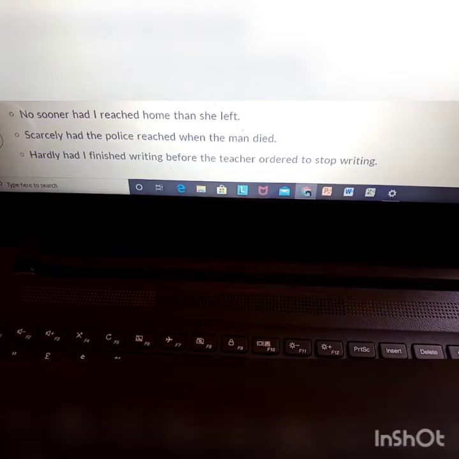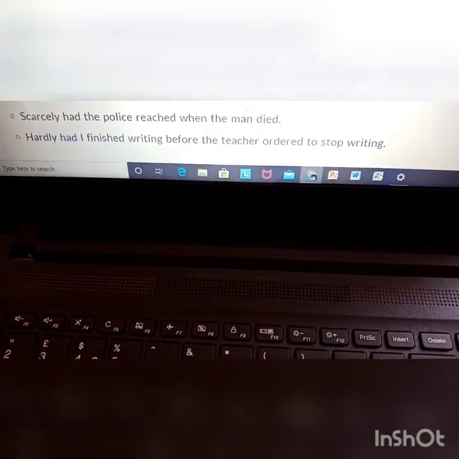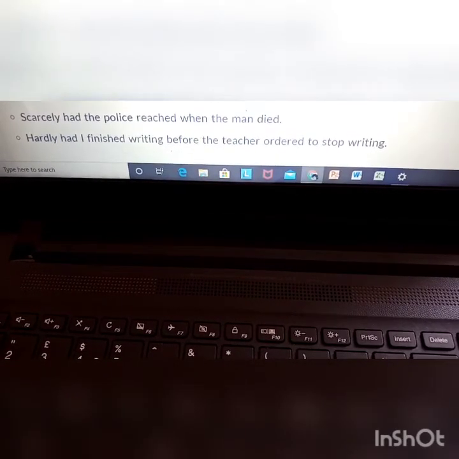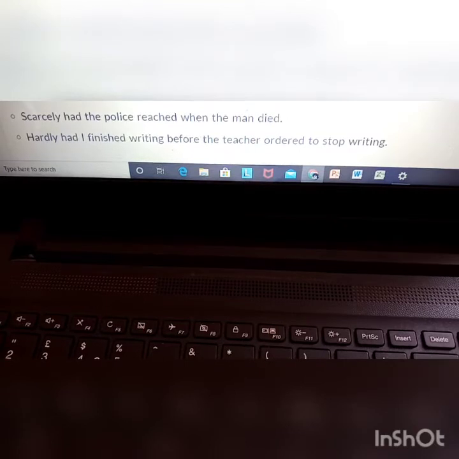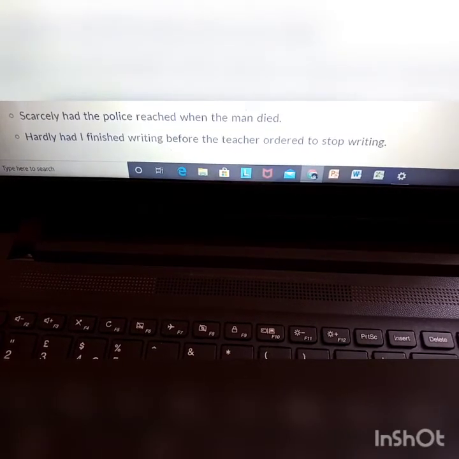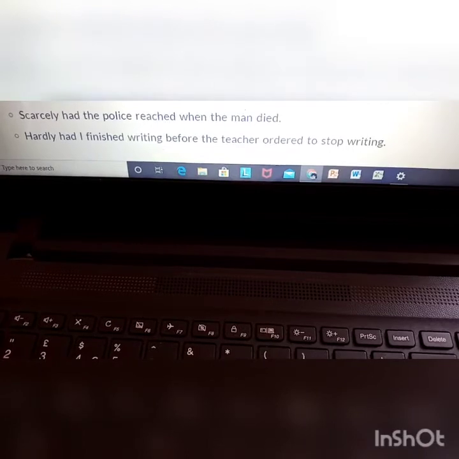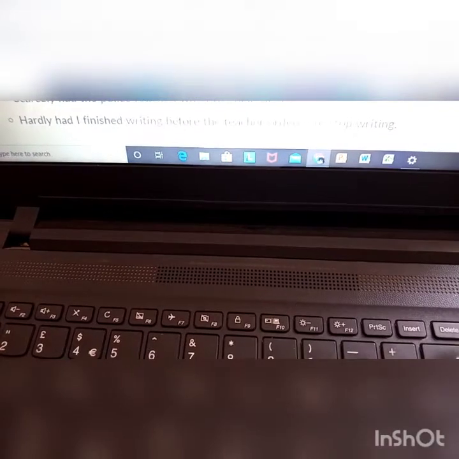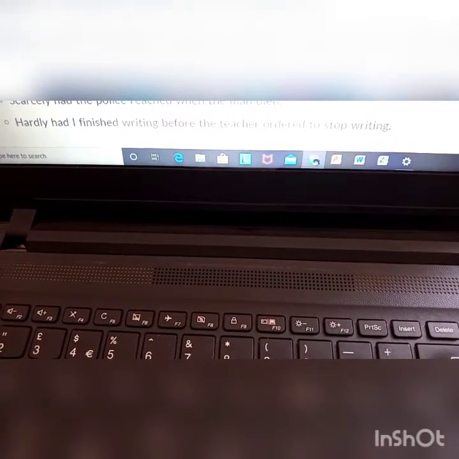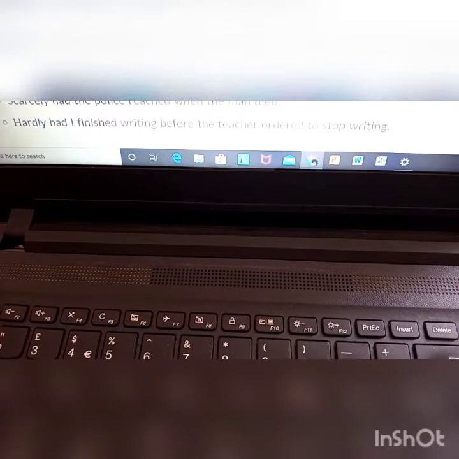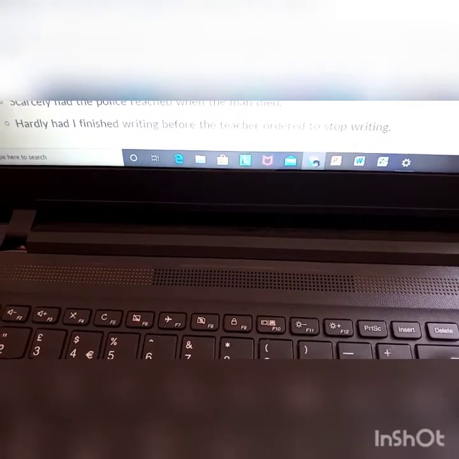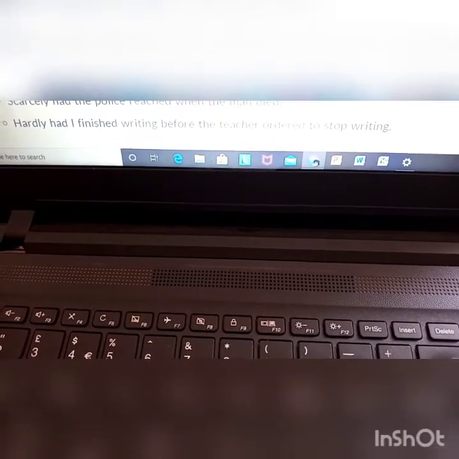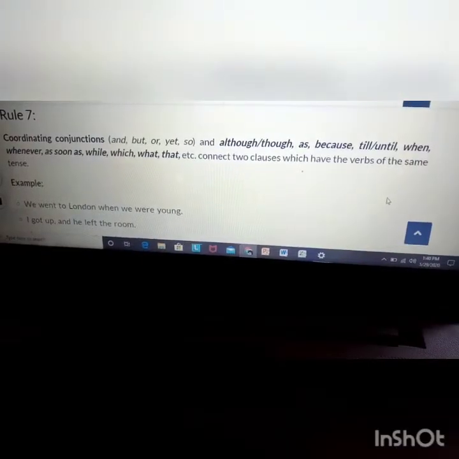So, in the second example, we can see the same thing. Scarcely had the police reached when the man died. So, after scarcely had the police, reached is the past participle form of the verb, and when the man died is in past indefinite tense. In the next example, hardly had I finished writing. So, finished here is the past participle form of the verb, and after that the teacher ordered to stop is in past indefinite tense.